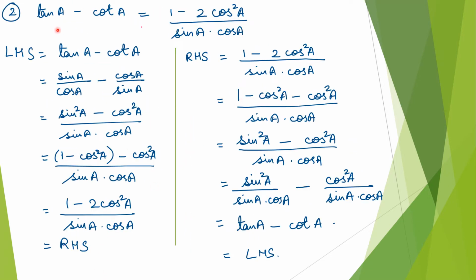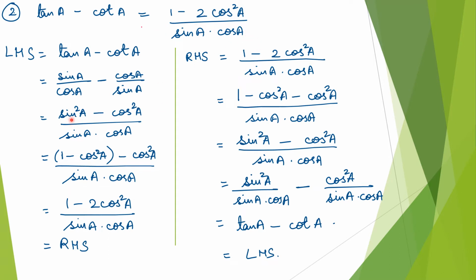Here we have to prove that tan A minus cot A is equal to 1 minus 2 cos square A upon sin A cos A. So I'm starting first from the left hand side. LHS is tan A minus cot A. I'm writing sin A upon cos A minus cos A upon sin A. I take the LCM. So this becomes sin square A minus cos square A divided by sin A cos A.